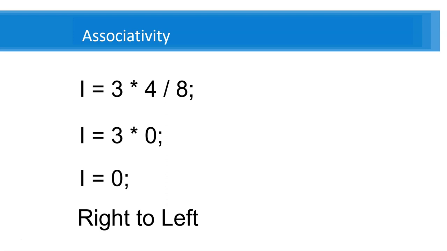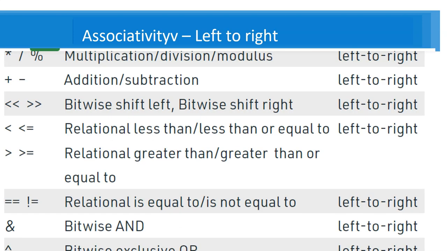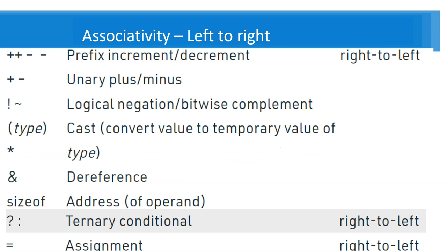So in C, which associativity does it follow? It depends on the operator. For multiplication, division, modulo, addition, subtraction, left shift, right shift, less than or equal to, greater than or equal to, not equal to, bitwise and, bitwise or, bitwise exclusive or, all these operators go left to right. Second, we have certain operators which are right to left. For example, prefix increment, decrement, unary operators, negation operators, sizeof operator, dereference operators and pointers, ternary operator, assignment operator, all these go right to left.